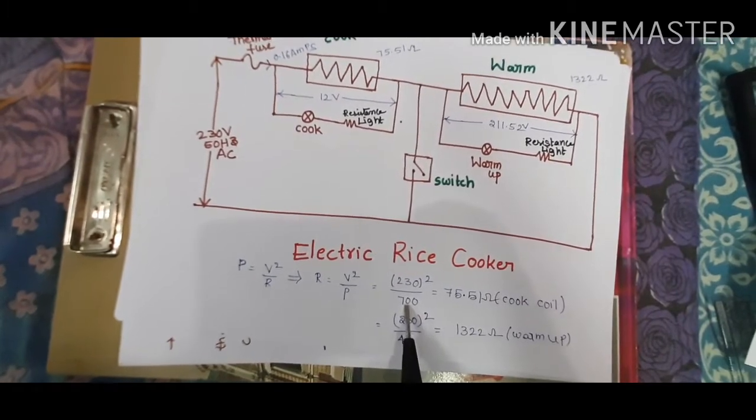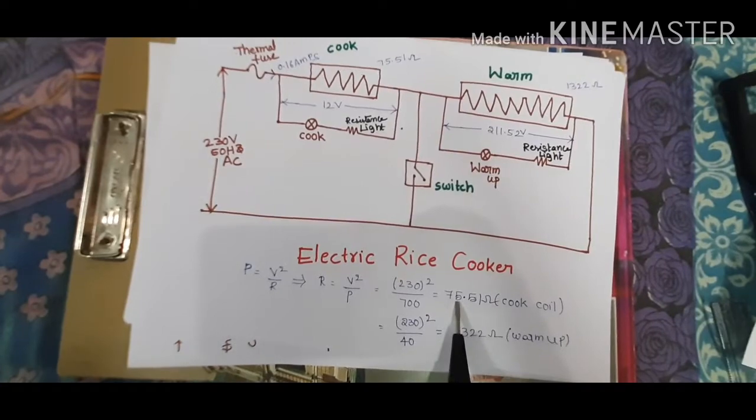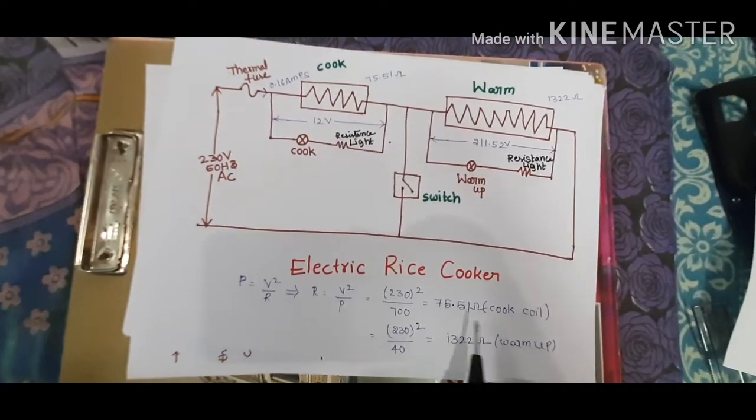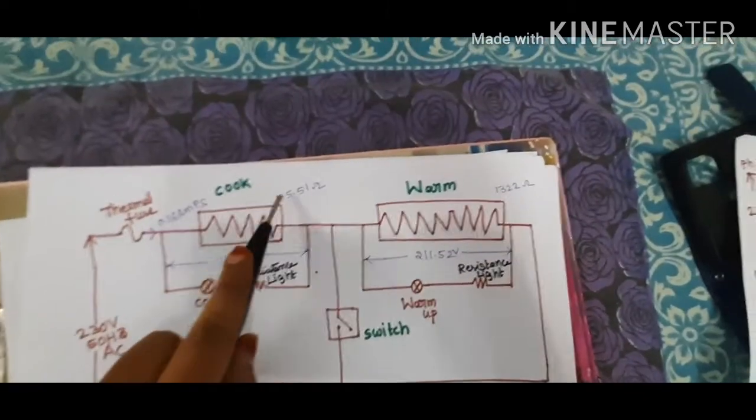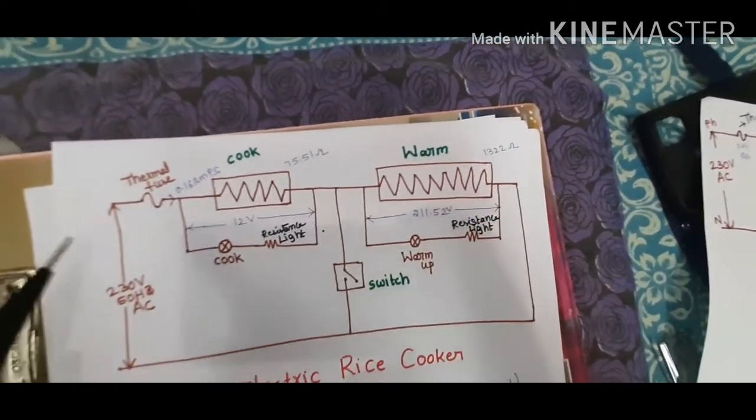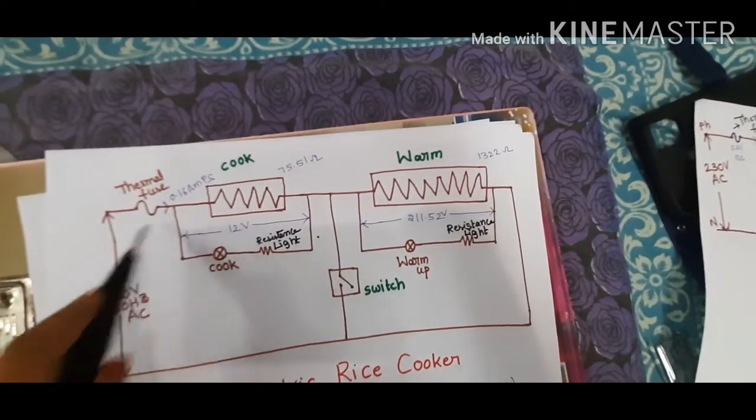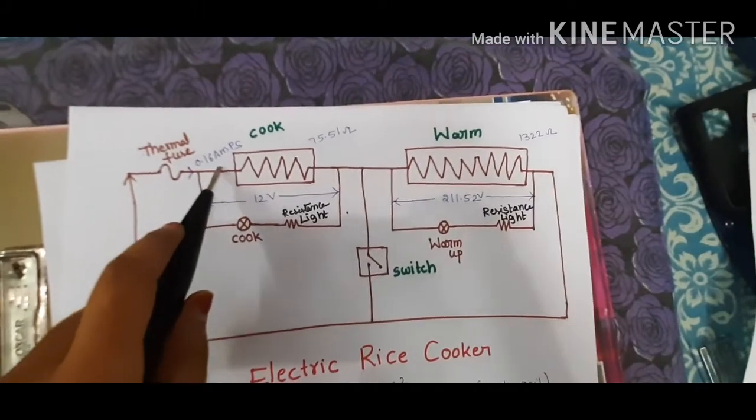This is the 700 watts. This is 40 watts. Its resistance will be 75 ohms. Its resistance will be around 1322 ohms. This is 75 ohms. This is 1322 ohms. From this we can calculate the current: 230 by the whole resistance. It will be around 0.16 amps.